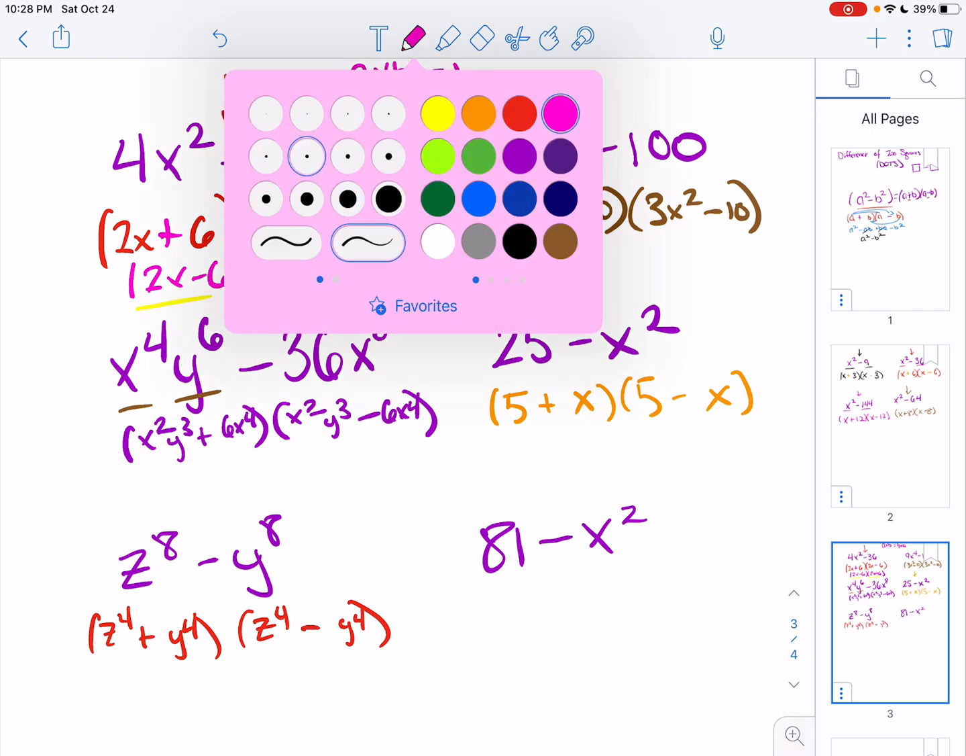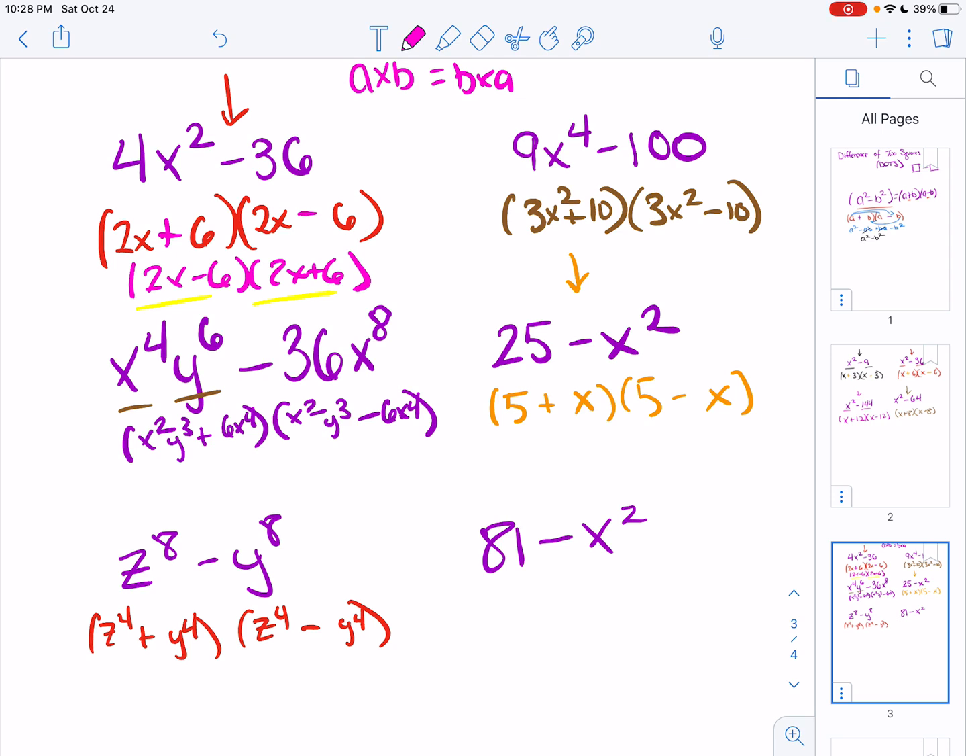Now, in an upcoming video, we're going to discuss a situation like this, where if you notice, we have z to the fourth minus y to the fourth. This can be factored further, because that, believe it or not, is also difference of two squares. So we're going to do that in one of the next videos that talks about factoring completely. So stay tuned for that one.